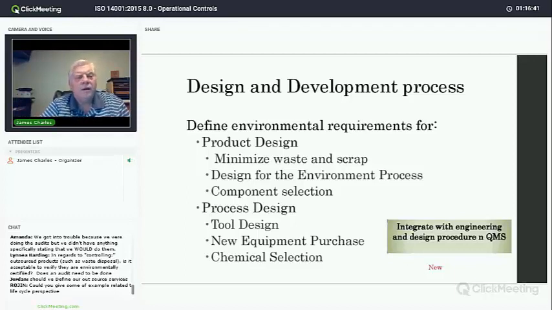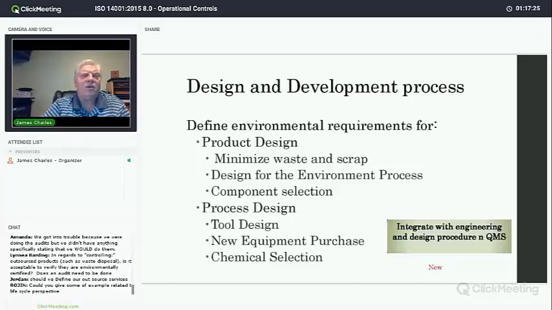Take a look at your process design. When you design new assembly cells and new process lines, do you look at tool design, new equipment purchases, fuel or energy efficiency, selection of chemicals relative to toxicity? Those could be considered design requirements. And I hope I am giving you some examples of requirements versus a life cycle perspective. And we'll go through each phase here pretty quickly.